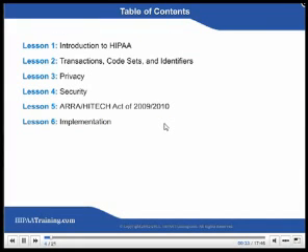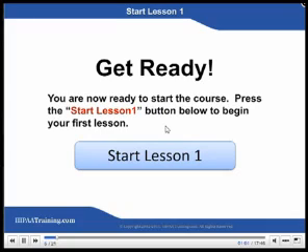Table of Contents. Lesson 1, Introduction to HIPAA. Lesson 2, Transactions, code sets, and identifiers. Lesson 3, Privacy. Lesson 4, Security. Lesson 5, ARRA/HITECH Act of 2009-2010. Lesson 6, Implementation.